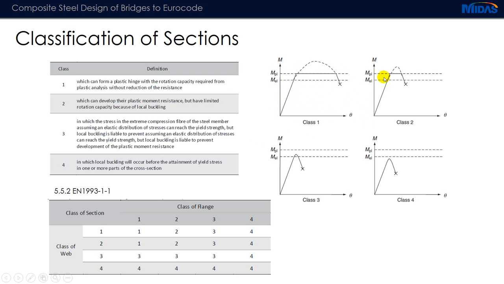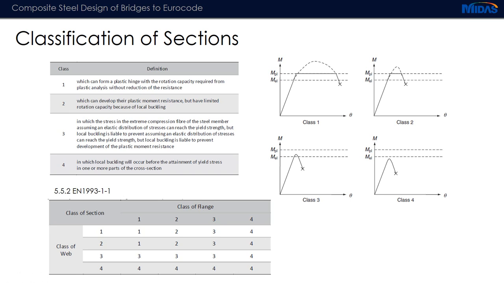relationship. Class 2 is also similar, but its plastic ductility is very, very low. So it will develop its plastic moment capacity, plastic moment resistance, but will have limited rotational capacity because it will buckle locally. Then class 3 is a type of section which will not reach its plastic moment of resistance. In fact, before reaching it, it will buckle locally. So it will cross its yield strength, but it will not reach its plastic capacity. Class 4, on the other hand, is the most critical one, which will not reach its yield stress and will buckle locally before yielding. Now each part of the structural steel section will be classified separately.